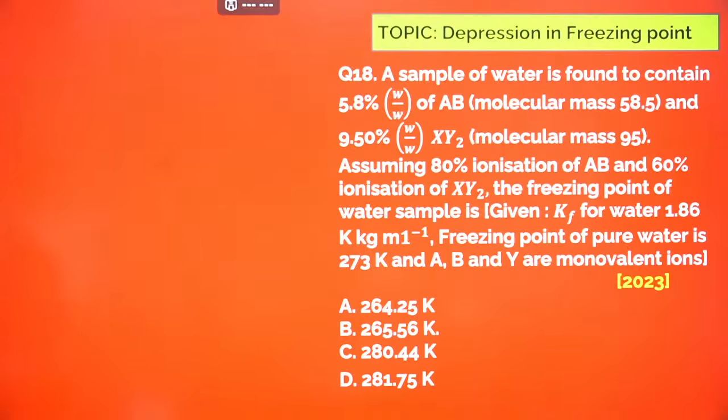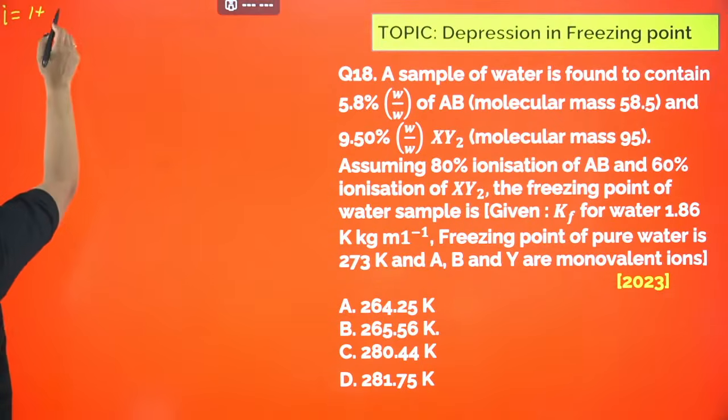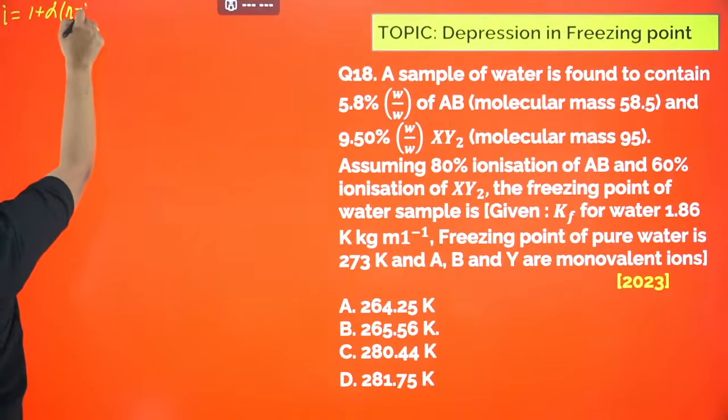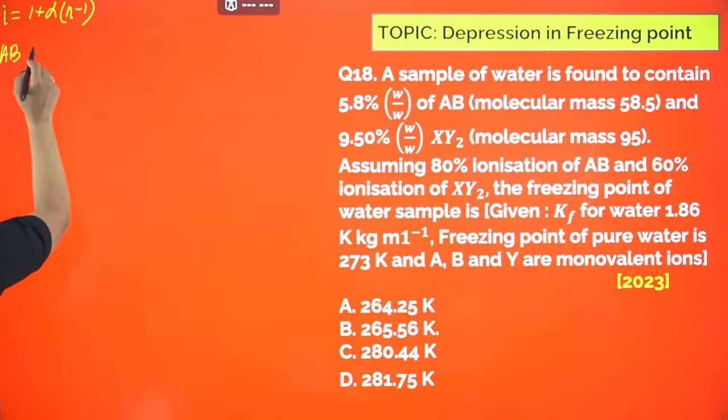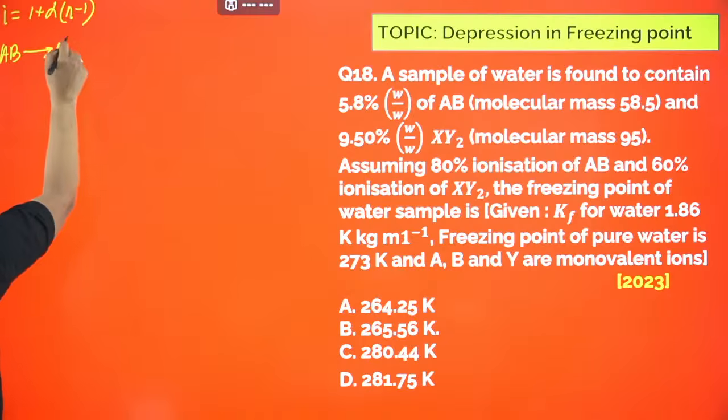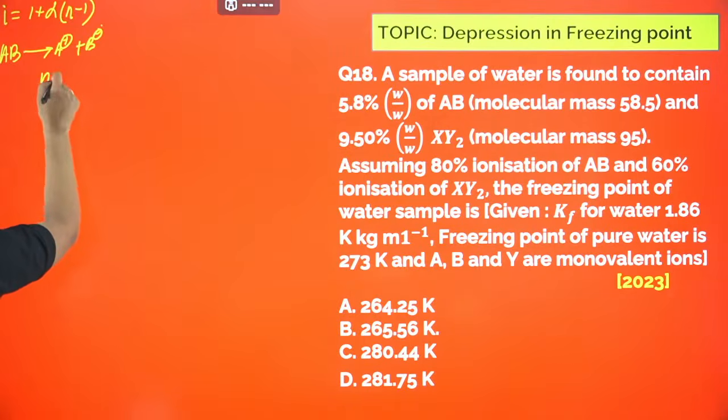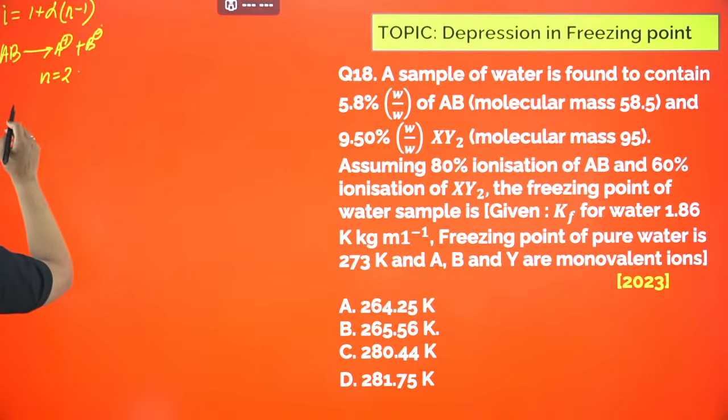Whenever it comes to the matter of ionization, we can use this formula. i equals 1 plus, it's going to be a lengthy one, that's why I'm starting here. I guess it's visible to you. 1 plus alpha into n minus 1, right? Now for AB, it will break down into A+ and B-, right? So n value is going to be 2 because 2 ions are coming out of it.